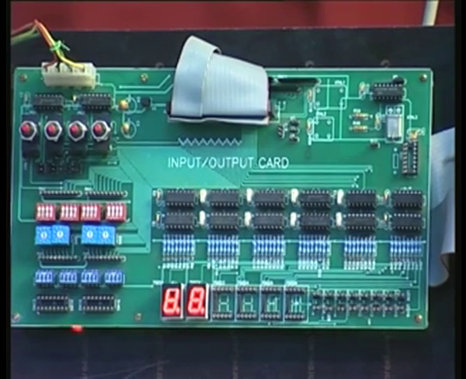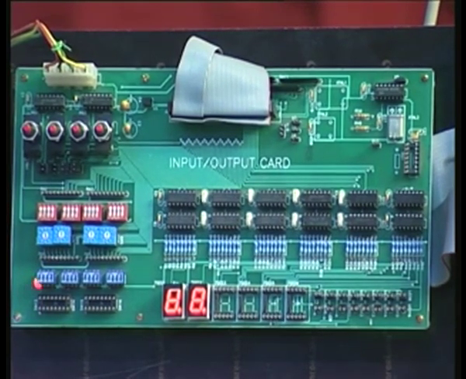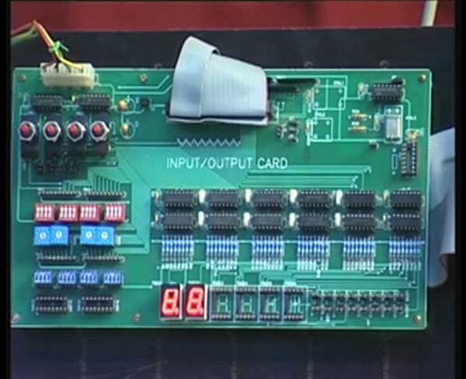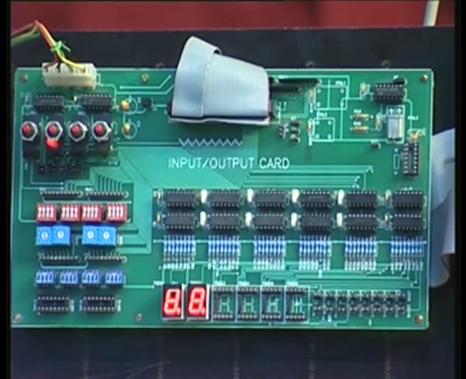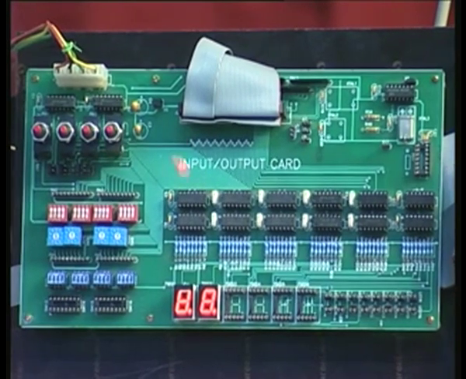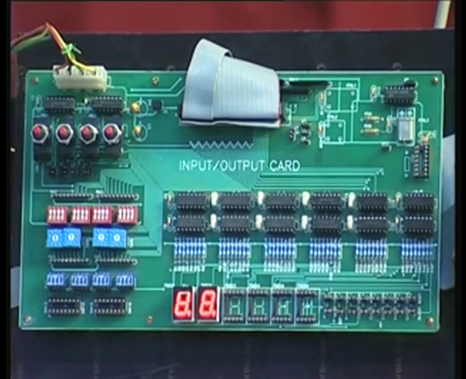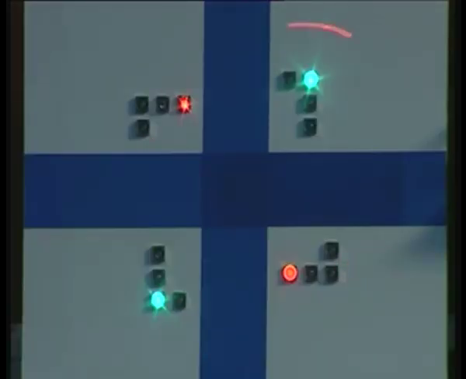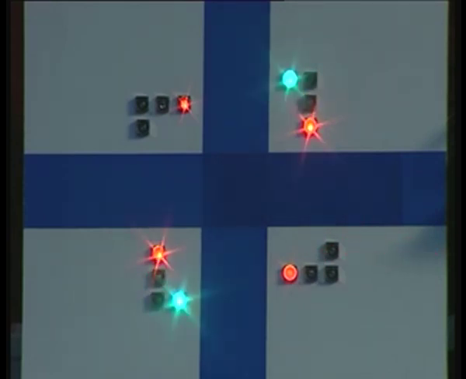Like this, 8 such provisions are available, and 8 DIP switches are available, and push button switches are here. Now we will see the working of the traffic controller. Right now it is on, and you can see the traffic controller board here, and the zoomed version is here, and you just have a look at some of the part of the sequence for a while.